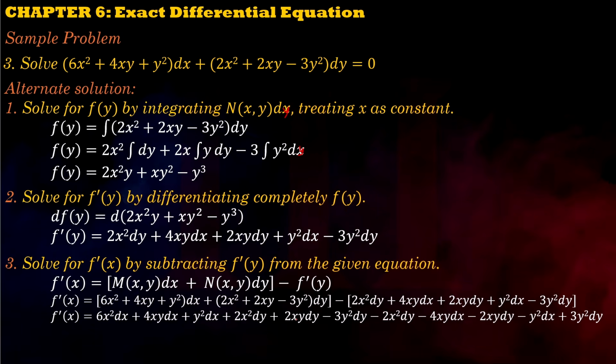This 2xy dy cancelled out. The y squares cancelled. 2x squared cancelled. 4xy cancelled. 3y squared cancelled. And obviously we are left with 6x squared as our f prime of x.